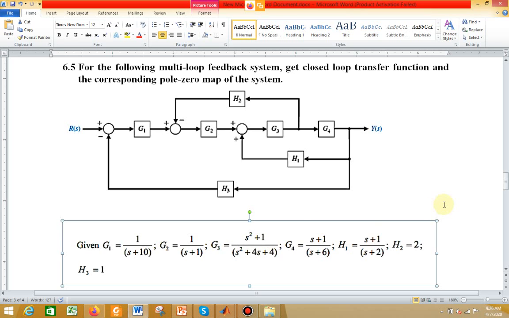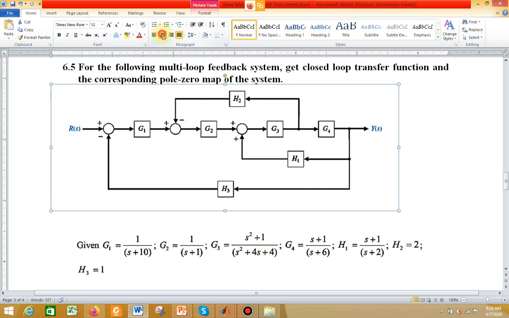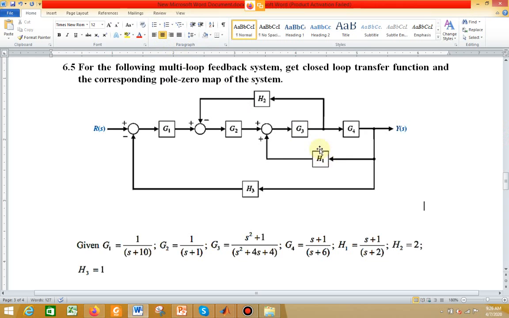So this one is a lot tougher as compared to 6.1, 2, 3 and 4, but 6.5 is a bit of a challenge for you people. So let's see whether you guys will be able to solve it or not.